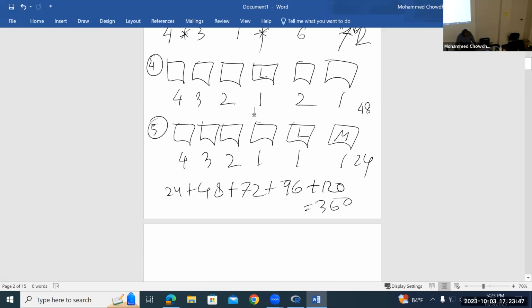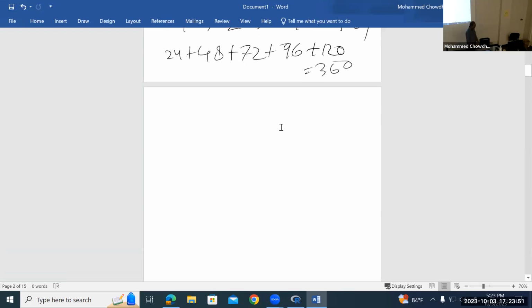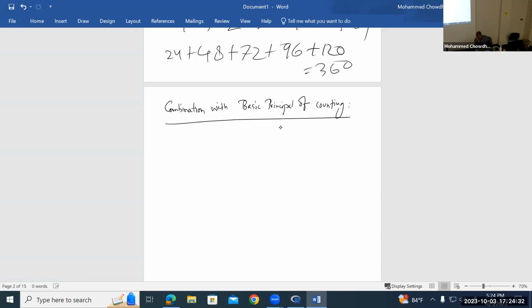Okay. So now after this computational thing, now I want to do some permutation and combination together with basic principles of counting. So let me do it this way. So now I want to do combination with basic principles of counting. After this, then I will stop.